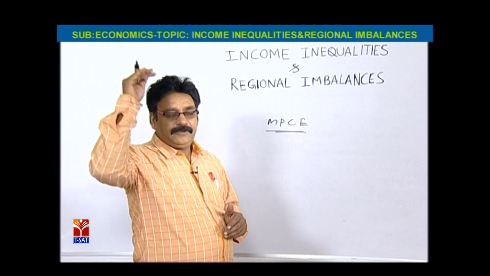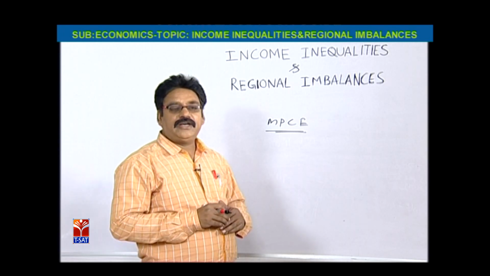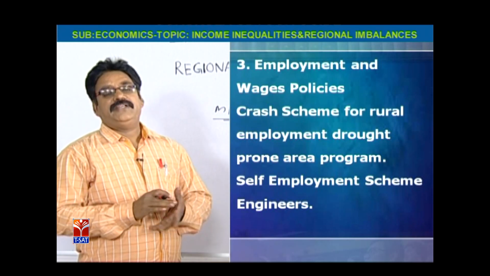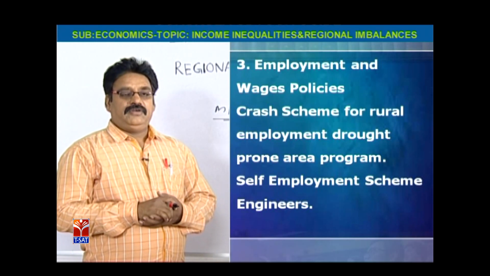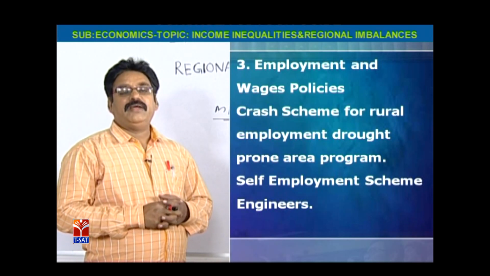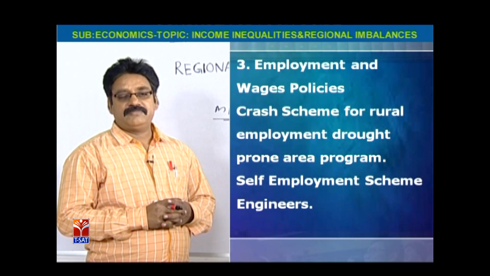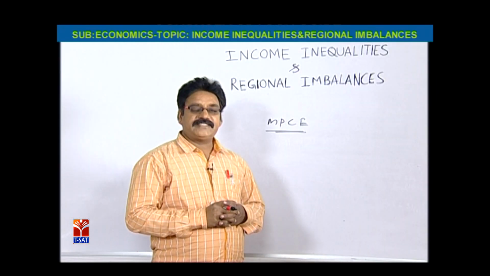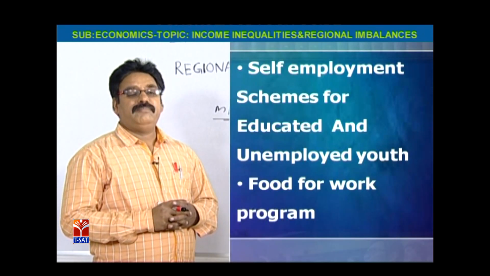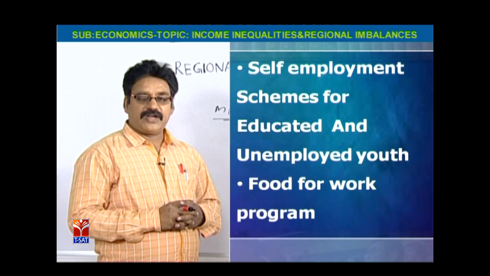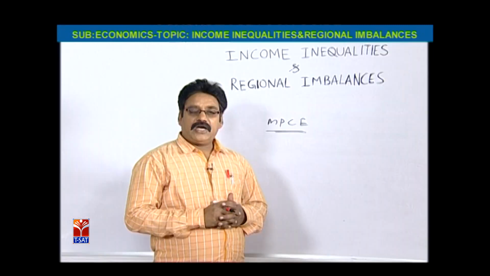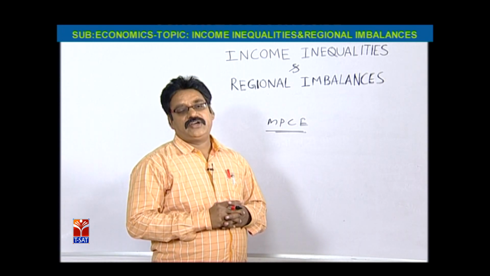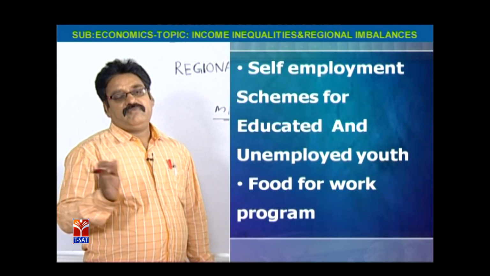First two steps bring down the rich people, and now employment and wage policies for the poor people can bring up the income levels of the poor people. For example, crash scheme for rural employment, drought prone area programs, self-employment schemes for engineers, self-employment schemes for educated unemployed youth, food for work programs. These are the programs which were unemployment and wage policies. These steps started from 1974 onwards.